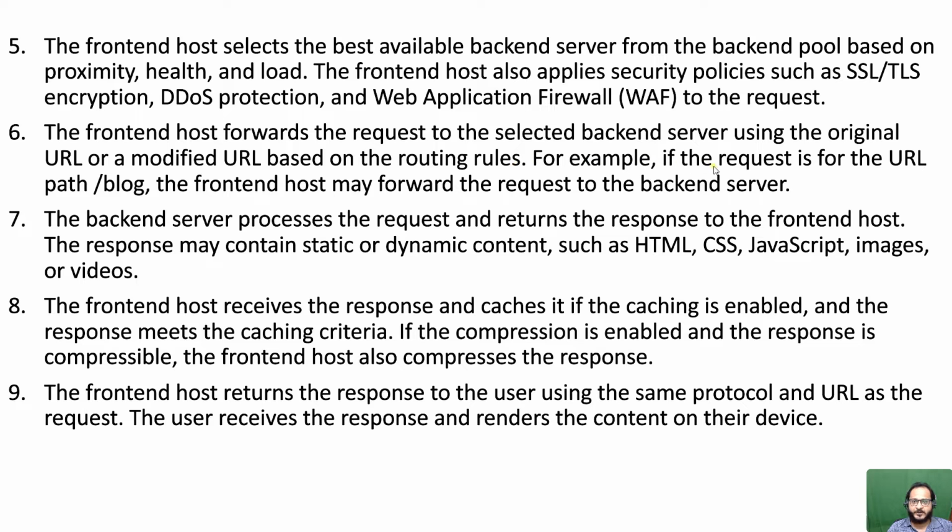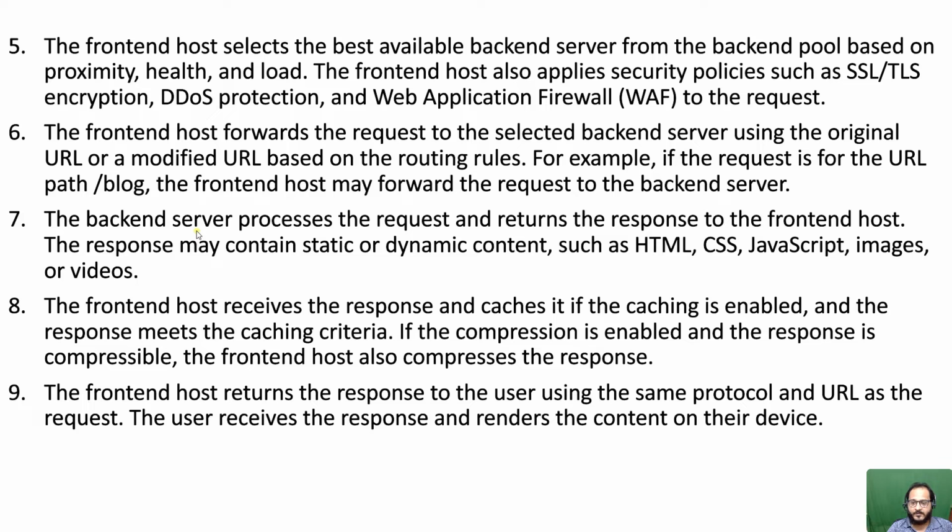For example, if the request is for the URL path /blog, then the front-end host may forward the request to the backend server. As I told, in our backend there are many services: images, videos and some other content and blogs. So it will find, okay, I need to send the request to this server because, for example, server 4 is hosting our blog applications. Then, based on the routing rule, it will decide that this traffic goes to server 4, not any other servers. That's why the routing rule is very important.